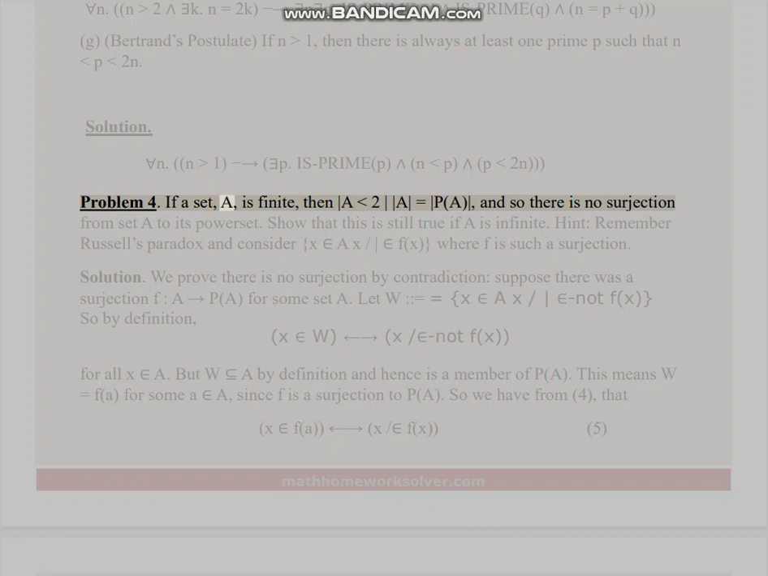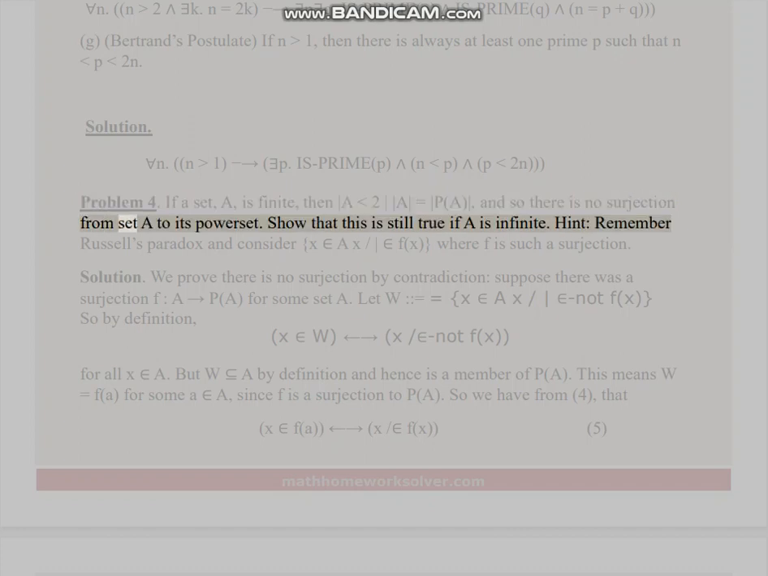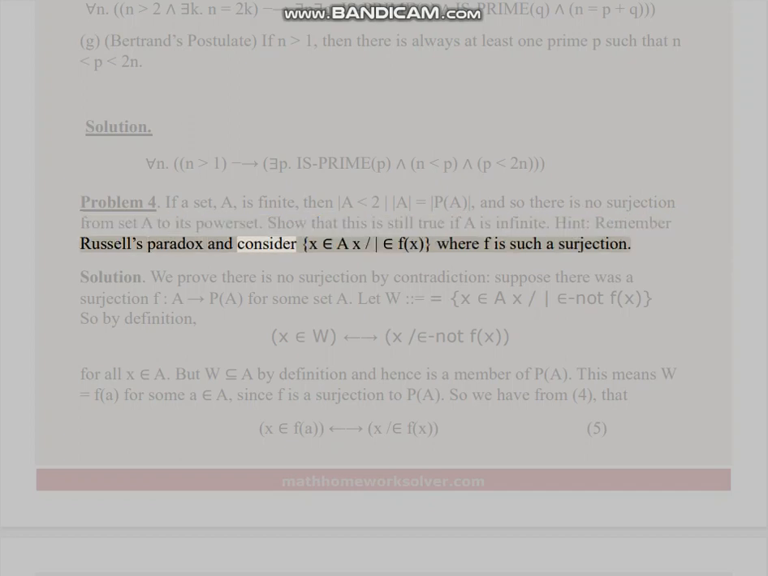Problem 4. If a set A is finite, then |A| < 2^|A| = |P(A)|, and so there is no surjection from set A to its power set. Show that this is still true if A is infinite. Hint: remember Russell's paradox and consider {x ∈ A | x ∉ f(x)}, where f is such a surjection.